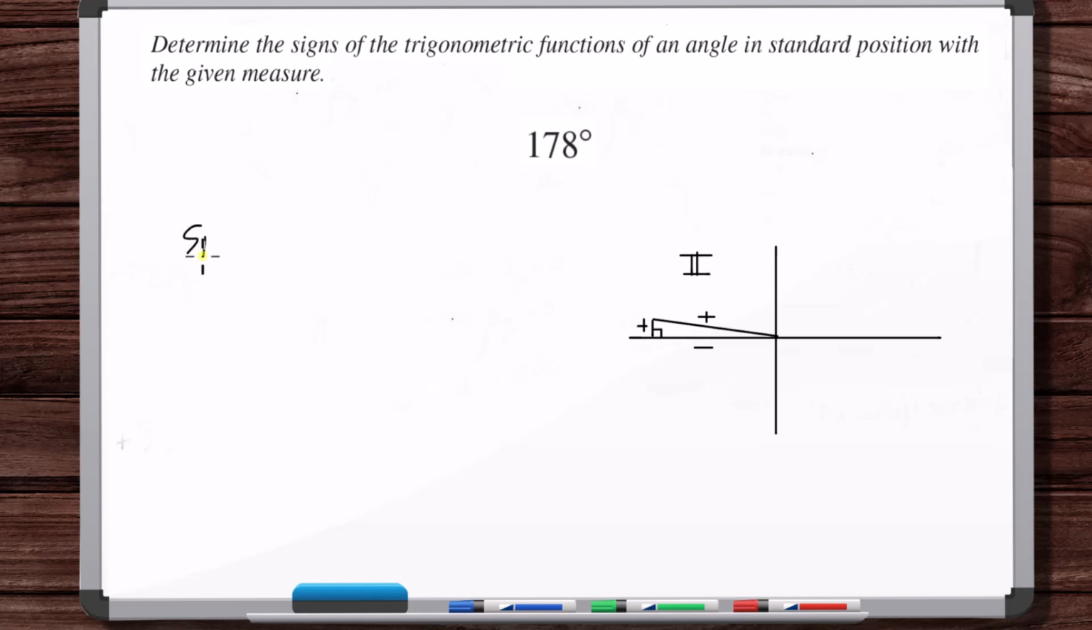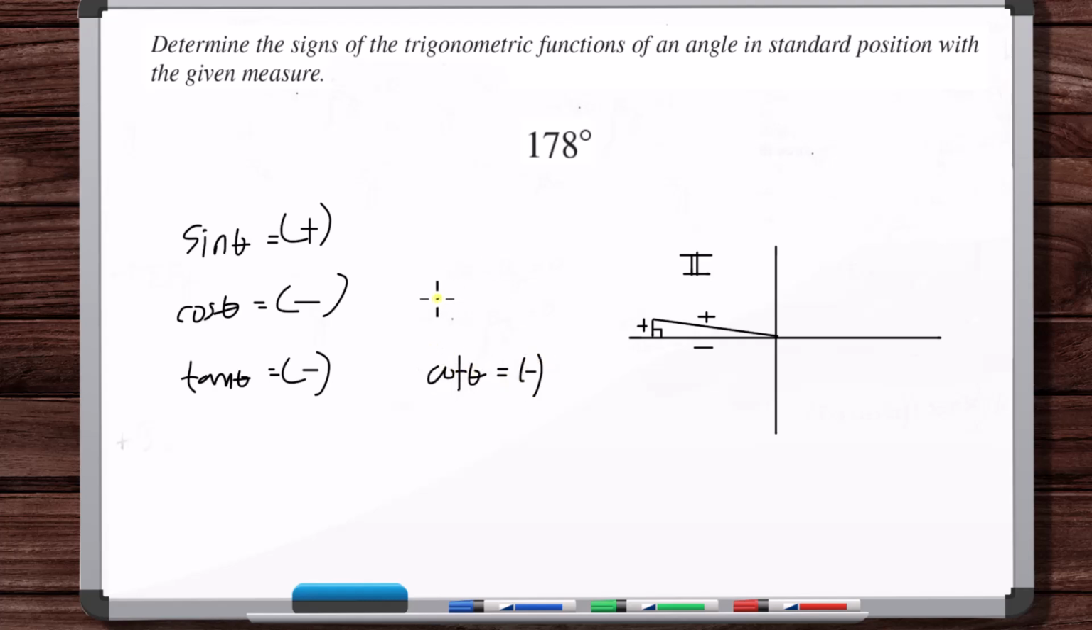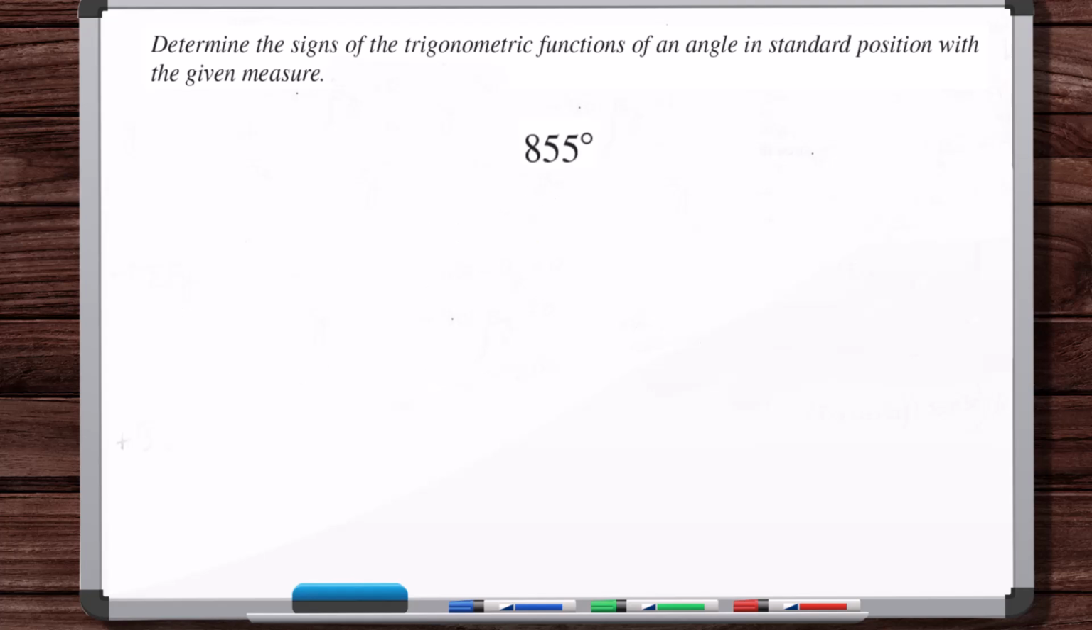So the sine is what? Opposite over hypotenuse is positive. The cosine, adjacent over hypotenuse, is negative. The tangent is negative, opposite over adjacent. So cotangent is negative. Secant is negative. Cosecant is positive.